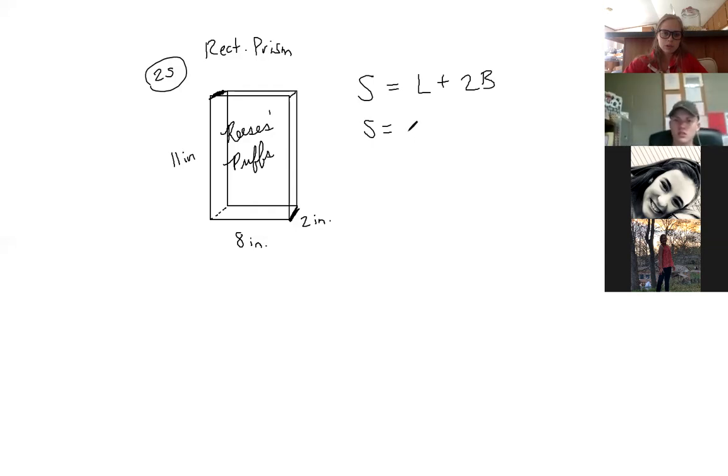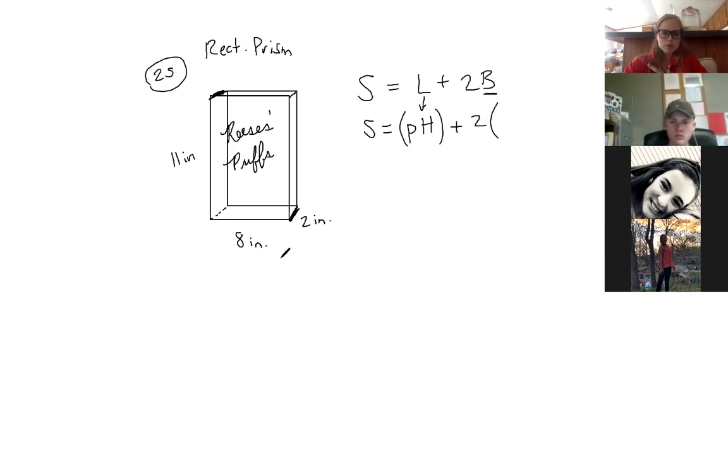It's P plus... not times P times H. There you go. The perimeter times the height. That will get me my lateral surface area, plus 2 times the area of the base.